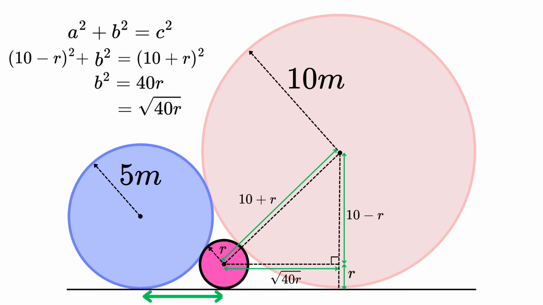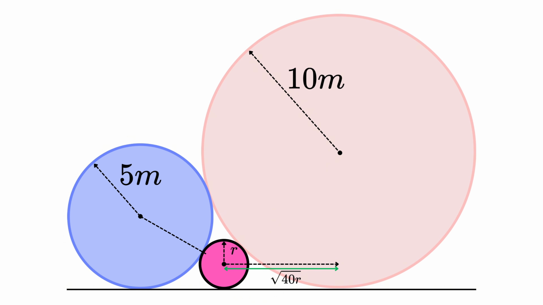Next, we want to figure out the distance between the midpoint of our small circle and the midpoint of the blue circle, so that when we combine it with the distance we just worked out, we will know the distance between the center points of our 2 larger circles. To do this, we're going to draw more lines and connect them into a right-angled triangle. We know that the radius of our blue circle is 5, and the radius of our pink circle is r, so the length of our hypotenuse is equal to 5 plus r.